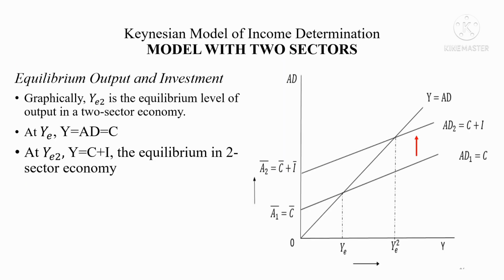Graphically, we can illustrate the equilibrium level of income of the two sectors. At YE, Y is equal to aggregate demand and also equal to C. YE is the level of income in the one-sector economy, and YE2 is the equilibrium level of income in a two-sector economy. Notice that the equilibrium level of income is greater in the economy with two sectors, and it is depicted by an upward shifting of the aggregate demand line.